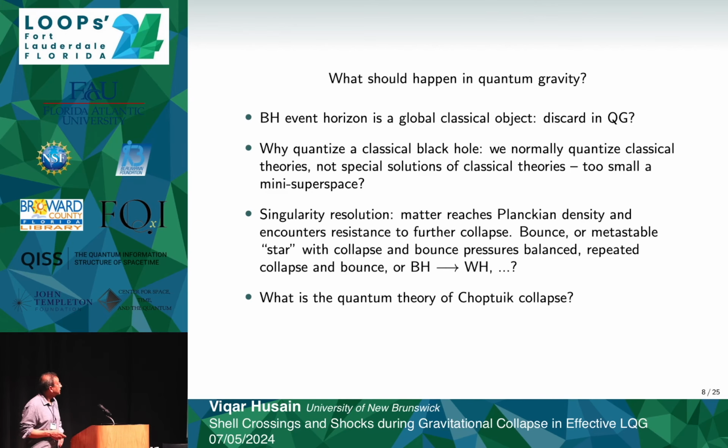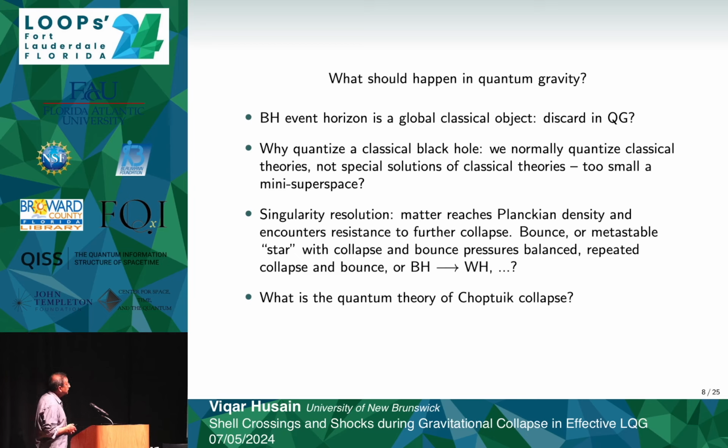So some general thoughts about what should happen in general relativity. The black hole event horizon is a global classical object. So the first question to raise is, should this be sacred in quantum gravity or should it not be sacred in quantum gravity? Related point is, there's a lot of work on quantizing classical black holes. And we normally, when we talk about quantum theory, we don't really focus on a particular solution and ask what is its quantum theory. What we do focus on is we want to quantize theories, not particular solutions. So the question I would raise about quantizing just a classical black hole is, is it too small a minisuperspace to learn anything from?